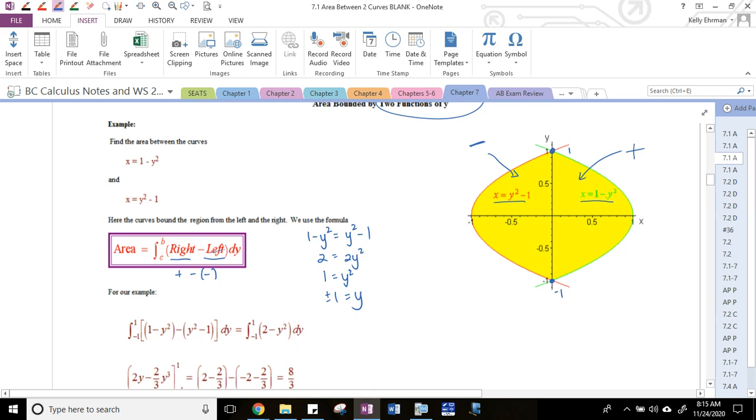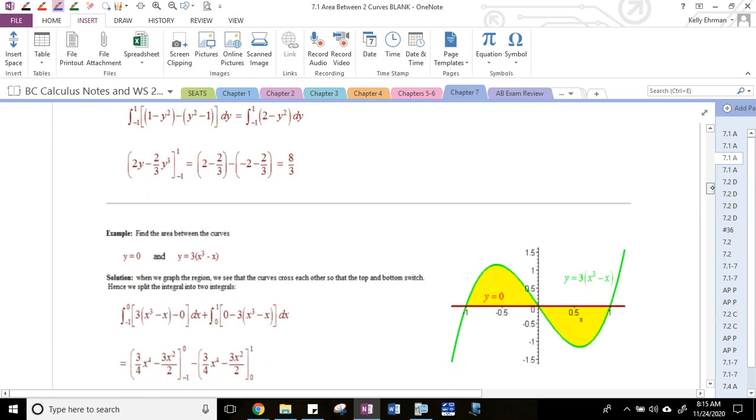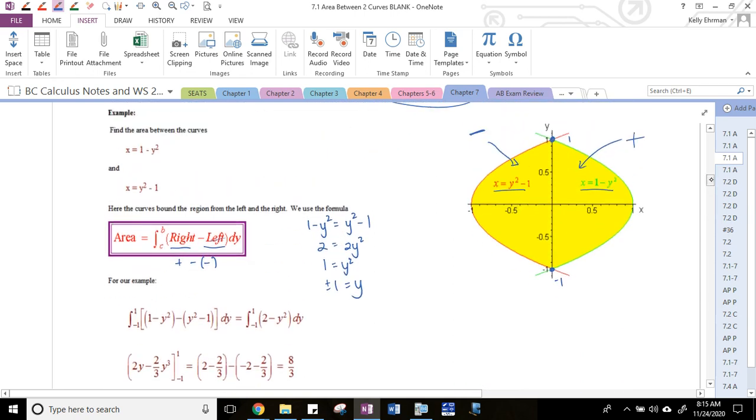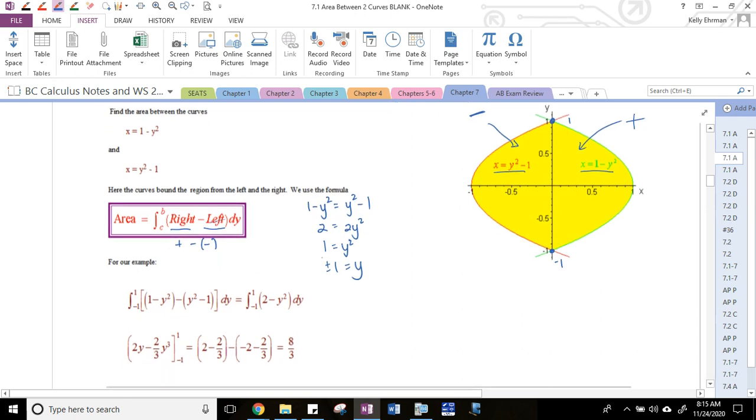If I did left minus right, I'd get some sort of a negative area, and that's not the case. All right, so if you look at their integration, everything's in terms of y. We're going from y values of -1 to 1, and they set up the integral of the function on the right minus the function on the left. Everything's in terms of y, so dy. That can be simplified before you just start integrating.